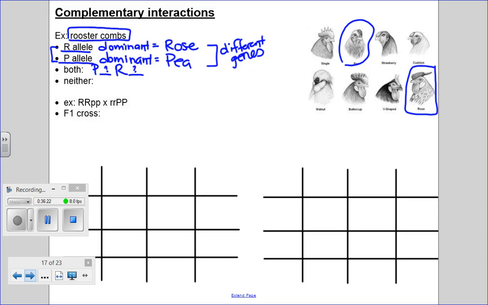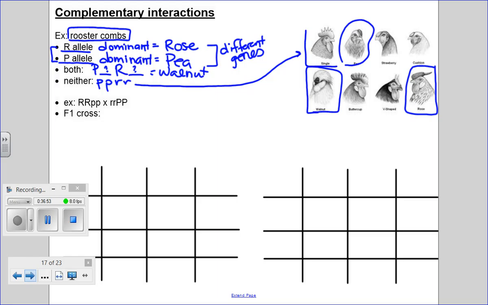Here's my paper here. Walnut. So if you have both, you get walnut, which is not P and it's not rose, and it's definitely not a mixture between the two. It's totally different from the two that we started with. If you have neither, so if the organism is homozygous recessive for both of them, then you get a single or simple comb.